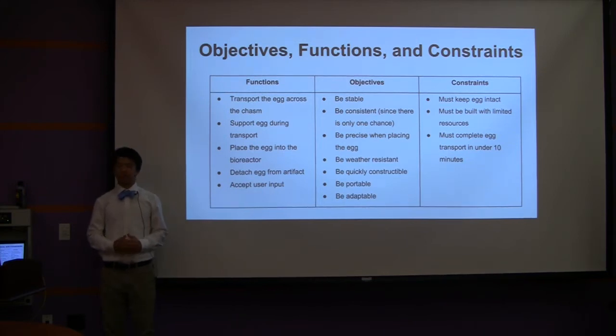In our objectives, we have the artifact to be stable, to be consistent, to be precise when placing the egg, be weather resistant, be quickly constructible, be portable, and be adaptable to the changing conditions. And in our constraints, we had must keep egg intact, must be built with limited resources, and must complete egg transport in under 10 minutes. These were required, otherwise our artifact would not be a success.